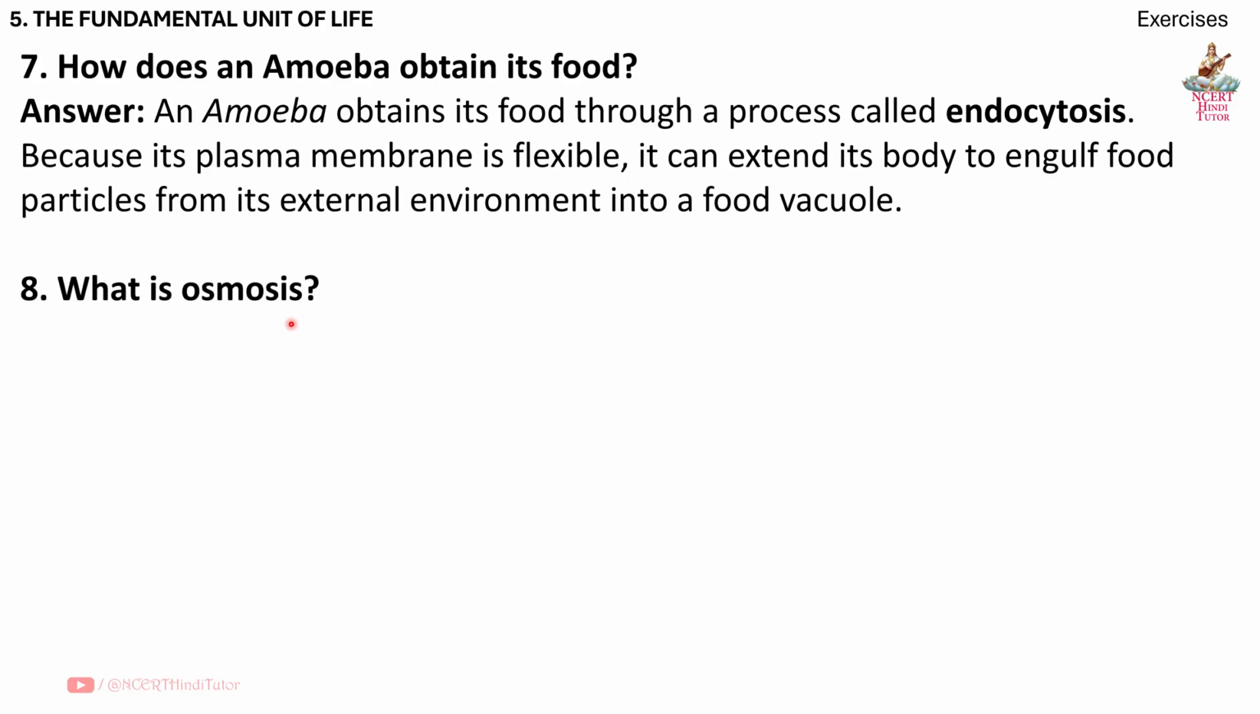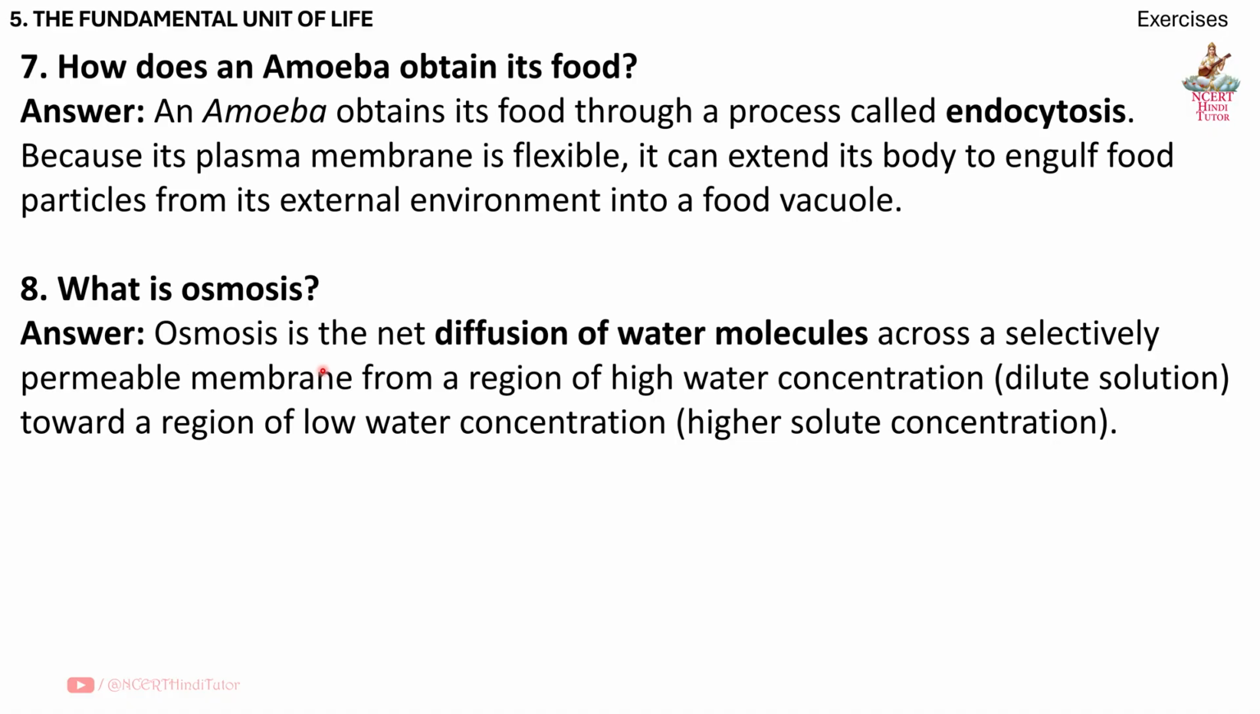Question 8. What is osmosis? Answer. Osmosis is the net diffusion of water molecules across a selectively permeable membrane from a region of high water concentration, dilute solution, toward a region of low water concentration, higher solute concentration.